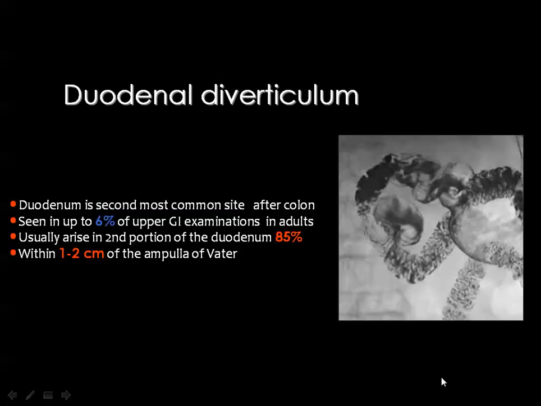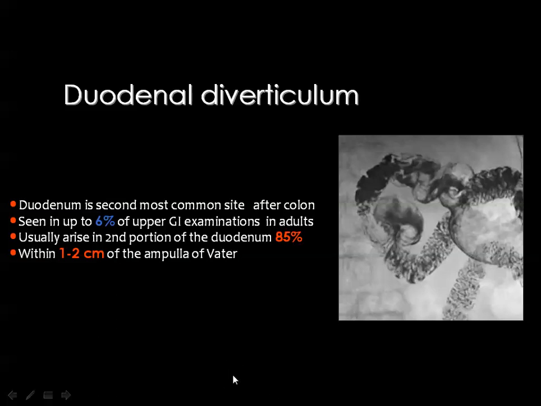Duodenal diverticula are considered the second most common GI diverticula after those of the colon, and this is the incidence. About 6% of upper GI examinations may show duodenal diverticulum, and this diverticulum is a false diverticulum made only of mucosa, and is very commonly occurring in the second part of the duodenum, very close to the region of the ampulla of Vater.